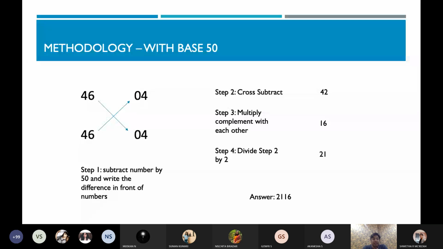But we are not taking base 20 here. We are talking about base 50. So 46 minus 4, 42, first step. Second step, 4 into 4, 16. Third step, divide step 1 by 2, 21, and your answer is 2116. If in step 3 you get 3 digits instead of 2 digits, you will carry forward that digit after step 4. Remember that. Okay? We will practice that again.